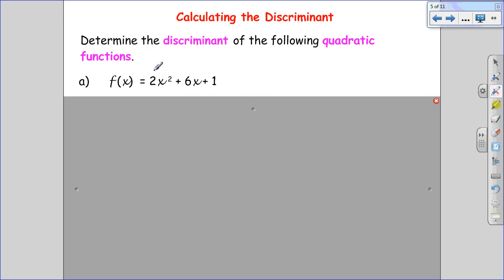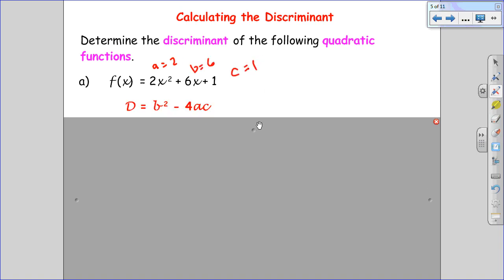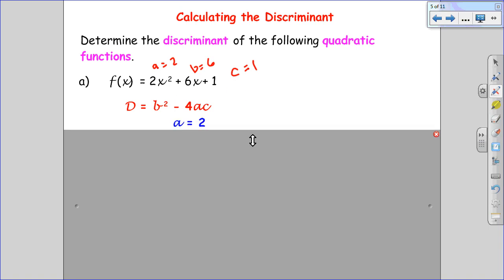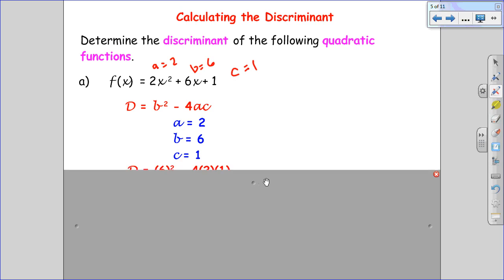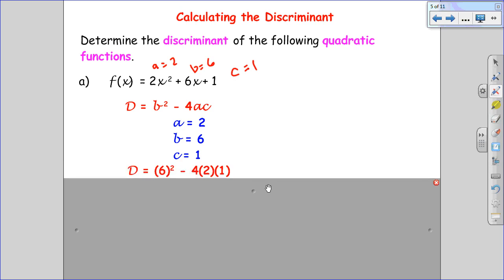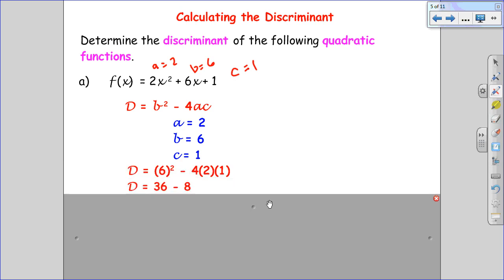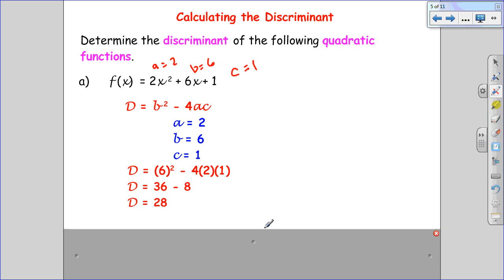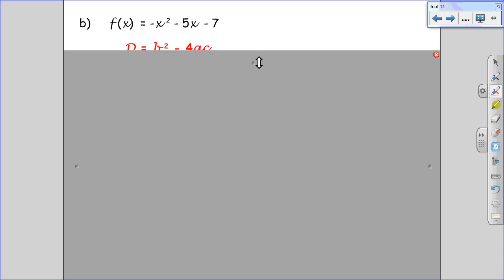If I think about this, a is 2, b is 6, and c is 1. So to do the discriminant, b² - 4ac, again, I'm going to put brackets around, and I'm going to do 6² - 4 times 2 times 1. Sorry, I got lost. And I use my good friend BEDMAS, and I evaluate, and I've got a positive discriminant. It's just number crunching to find the discriminant.